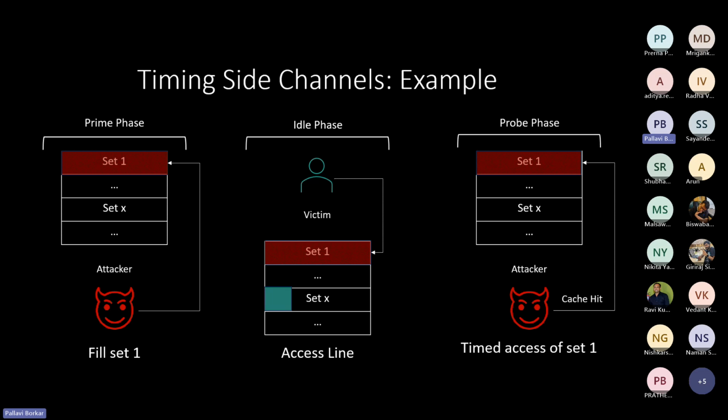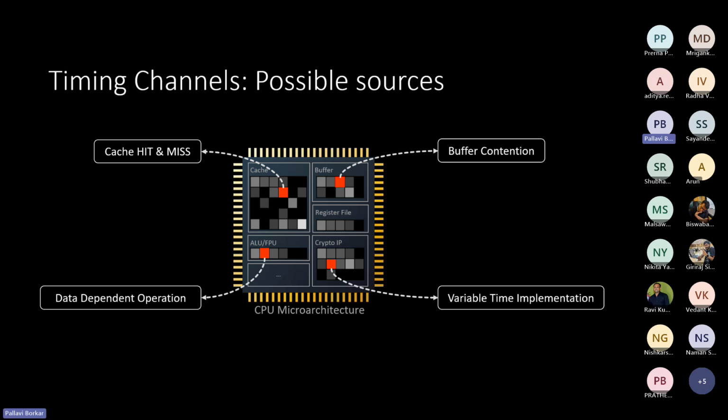So this is a sample timing side channel attack on the cache. Does that mean that timing attacks are only able to target the cache? That would mean that we can just protect the cache and our work is done, right? No, that is not actually the case. Timing vulnerabilities have been shown to originate from various sources in the processor, including the cache, the ALU, your crypto cores, different buffers, and so on.